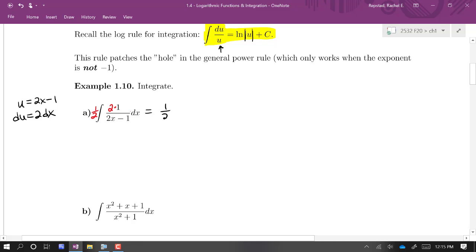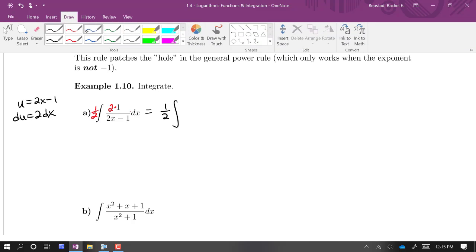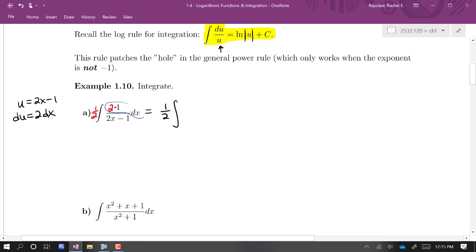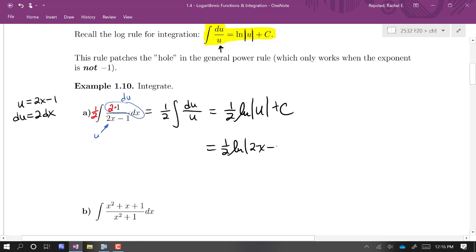So now I've got 1/2 times the integral. This stuff here, that's du. And of course on the bottom is u. So this is du over u. And the integral of du over u is ln of absolute u. So we get 1/2 ln absolute u plus a constant. And now we're going to put our x's back in. 1/2 ln of absolute 2x minus 1 plus a constant.